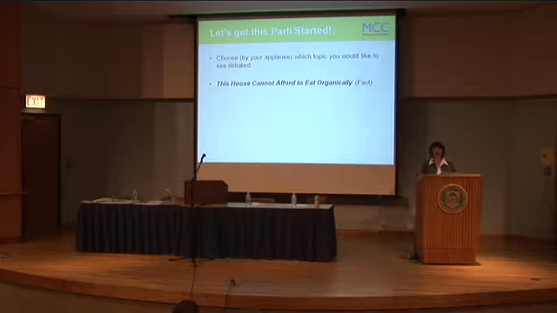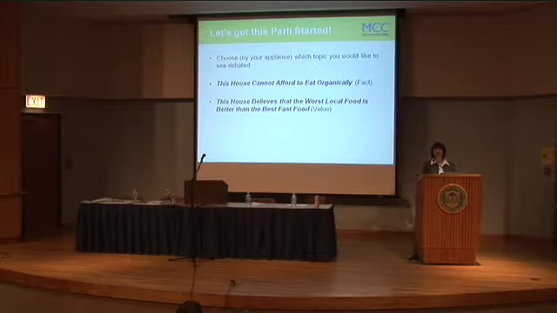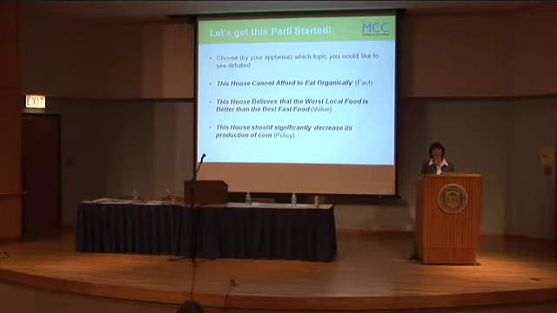This house cannot afford to eat organically. This house believes that the worst local food is better than the best fast food. This house should significantly decrease its production of corn. So these are our three topics. I'll repeat them. This house cannot afford to eat organically. This house believes that the worst local food is better than the best fast food. This house should significantly decrease its production of corn.